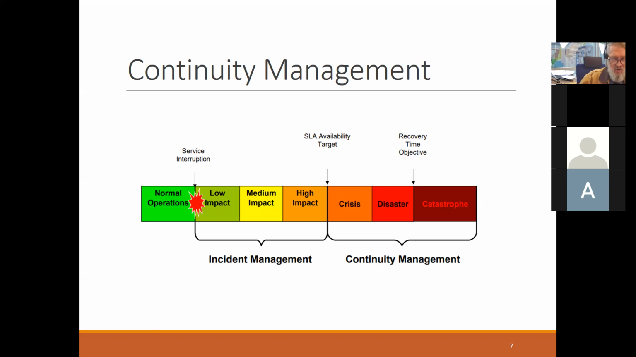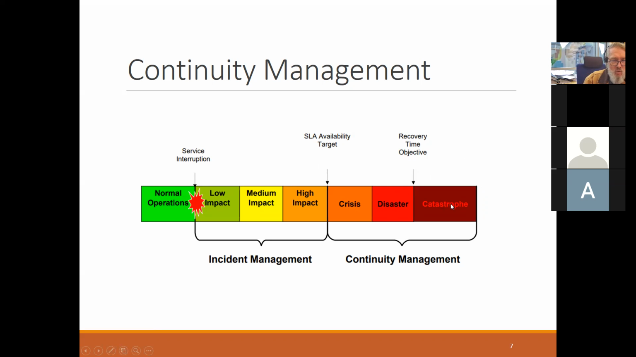And so, to exist or not to exist, as Hamlet would say in his play. I don't know if you're familiar with the play about Hamlet. To be or not to be, that's the question. Or basically, will we still be in business after this? That's what we're talking about.